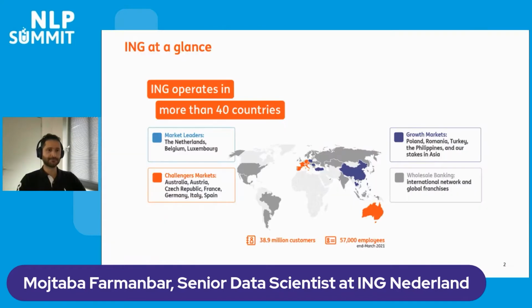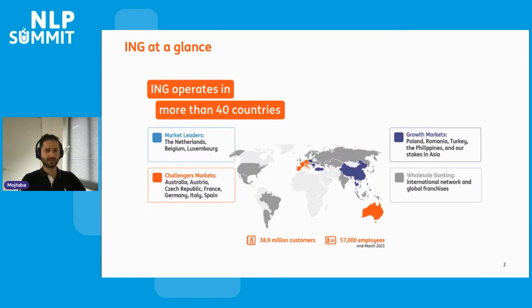organization. ING is one of the biggest banks in Europe and operates in more than 40 countries globally. We have roughly 40 million customers, and something around 55,000 employees globally.